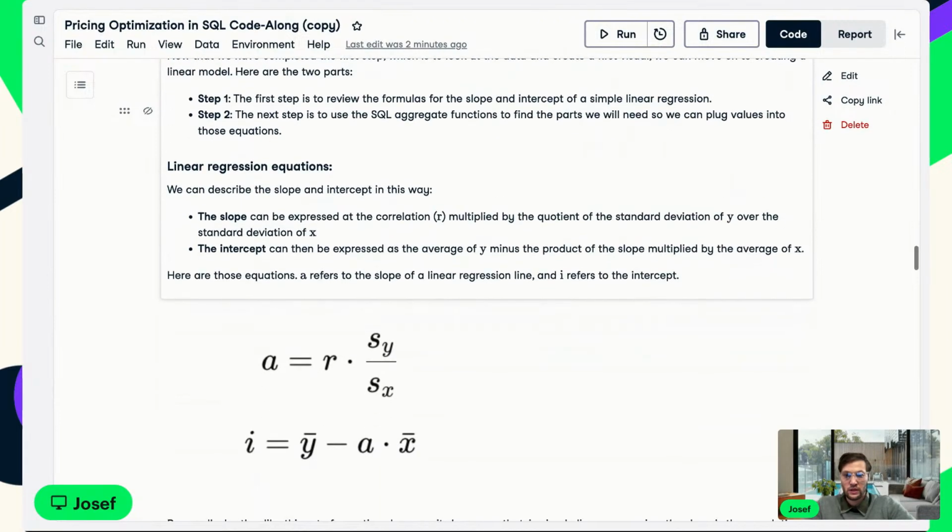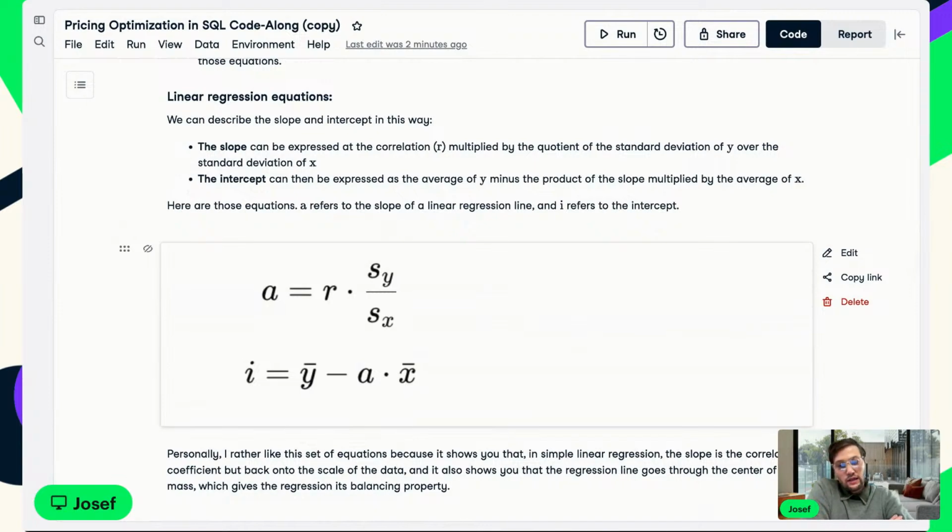Okay, so the linear regression equations. A here refers to slope, and I refers to intercept. If you look closely at these equations, you'll see that it's convenient to solve for the slope first because A will appear in the equation for the intercept. And you can describe the slope of linear regression as the Pearson correlation R multiplied by the quotient of the standard deviation of Y over the standard deviation of X.